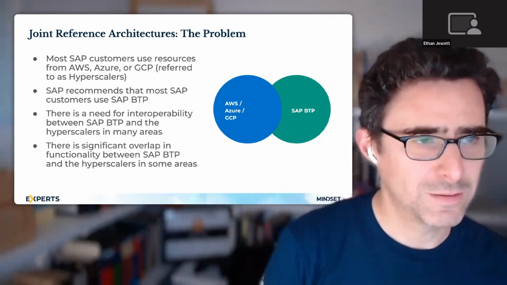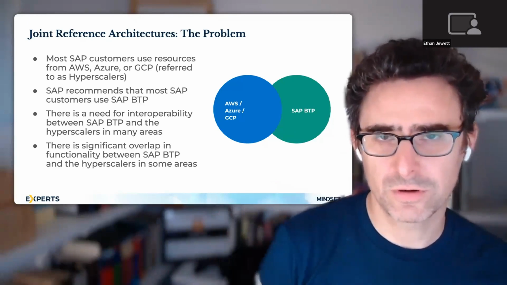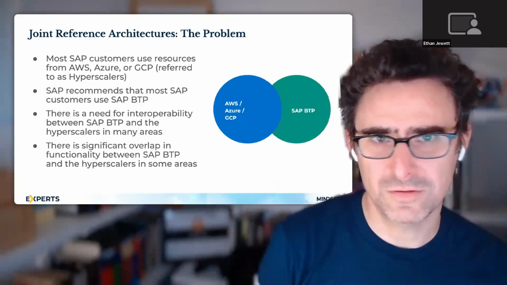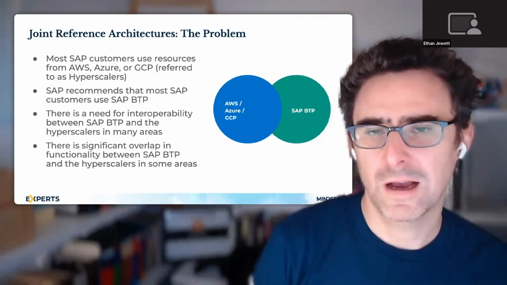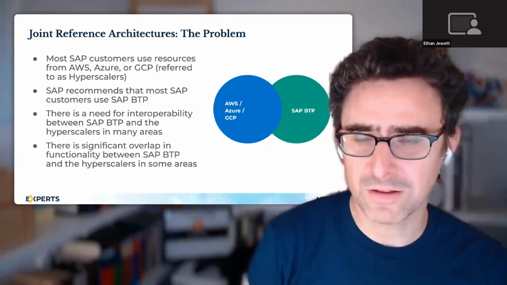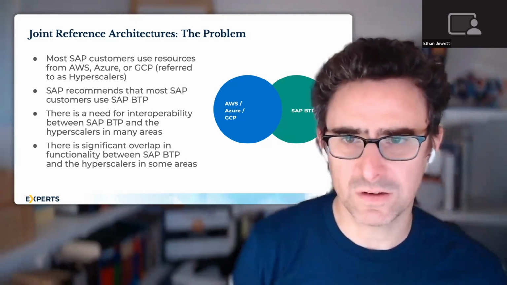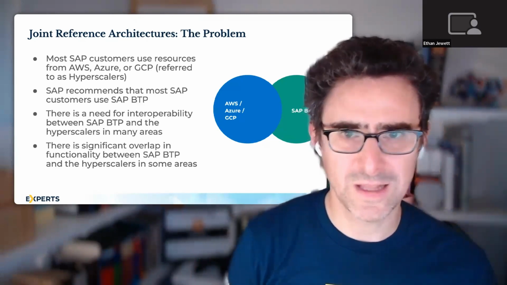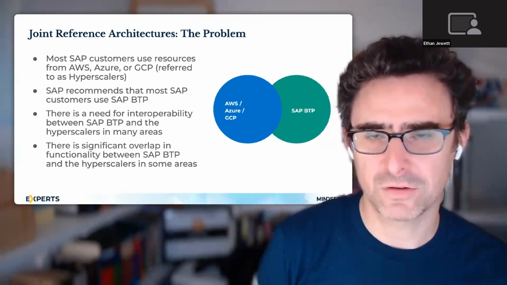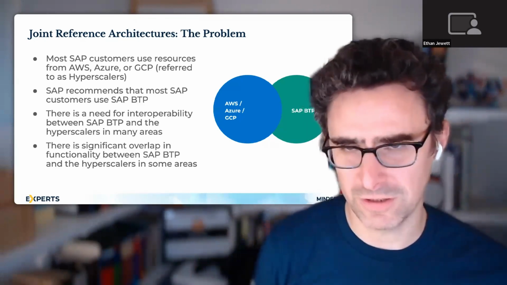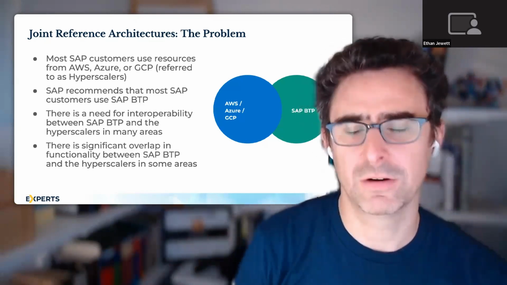If I need an event broker and event management, do I use the BTP one or the hyperscaler one? API management, same thing. So there's a lot of overlap, and this creates a question, and it creates a lot of different views from different stakeholders in the organization around what the answer to that question should be. And the question is usually BTP or hyperscaler.